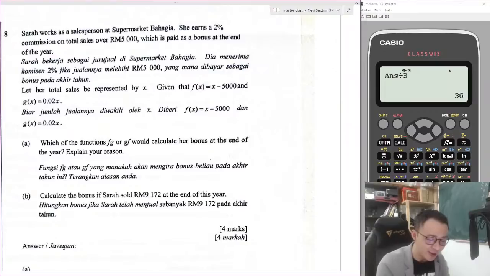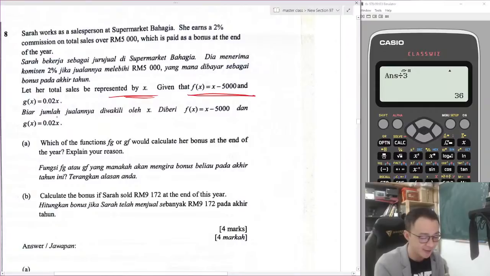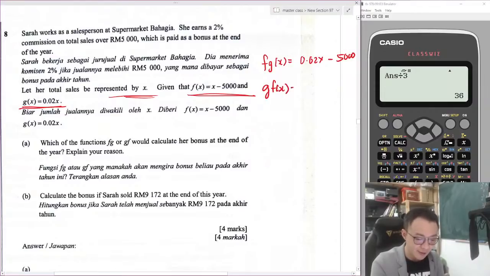But anyways, we have some fx and gx. Okay, x will represent the total number of sales. Alright, so x will be total sales. So this one is fx, this one will be gx. Alright, then we try to substitute both and see what happens. So fgx is what? fgx is basically substituting gx into fx. So I have 0.02x minus 5,000. gfx is basically 0.02x minus 5,000. Okay, we have a look at the first one first.